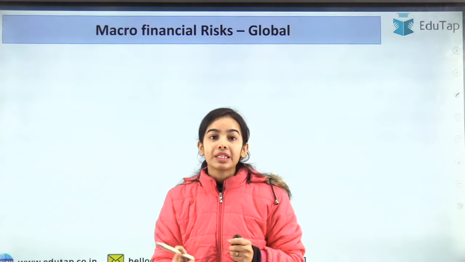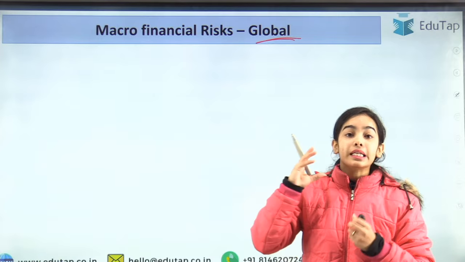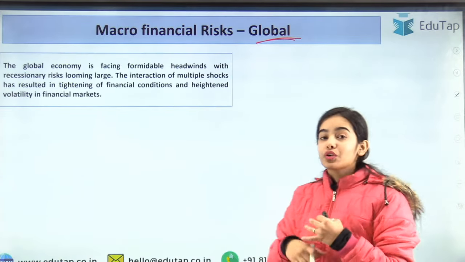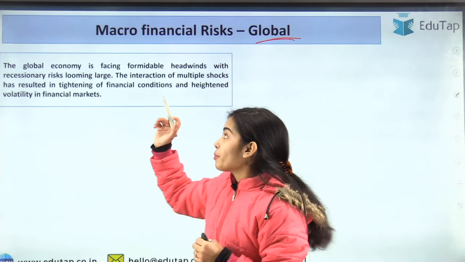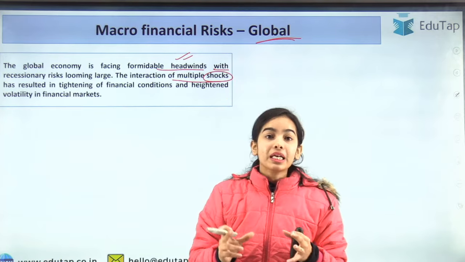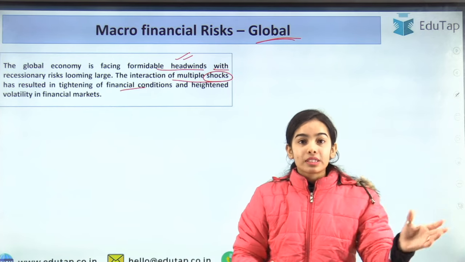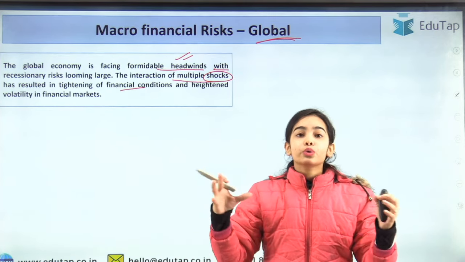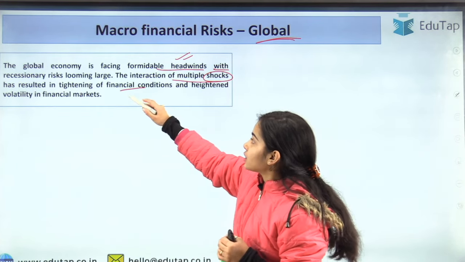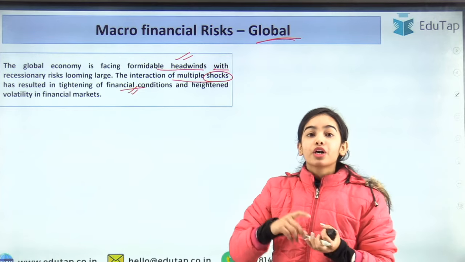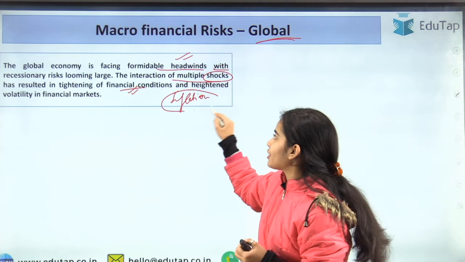So starting with the first chapter, that is macro financial risk at the global level. What are the risks at the global level to the financial system? We have seen that in the global economy many troubles are coming together: a formidable headwind, multiple shocks, and that has led to the tightening of financial conditions. First of all, COVID was there. Then came the Russia-Ukraine war. Due to these, much volatility has come in the financial market. The financial conditions tightened because, due to the Russia-Ukraine war, inflation was coming.